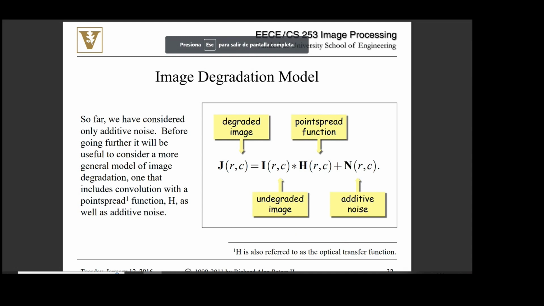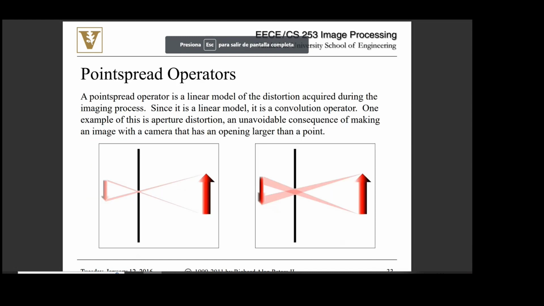Okay, so we are here. Now we will complicate the image formation model a bit more, and include our kernel. So we have the convolution with the kernel. Let's see if we can recover the image.